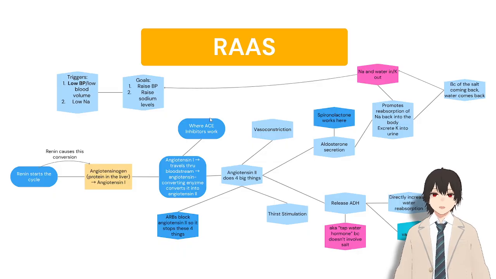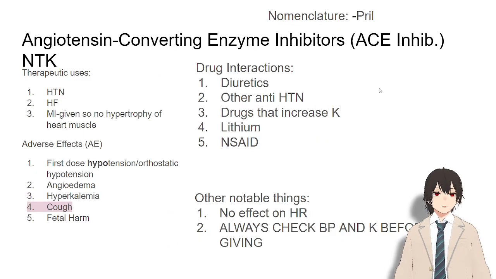Now, the drugs we're going to talk about are ACE inhibitors, which work at this step, and angiotensin 2 receptor blockers, which work at this step, the angiotensin 2 part, and spironolactone, this diuretic, which works on the aldosterone secretion part. It blocks the aldosterone here. So understanding the system and where all of these drugs affect the system will help you understand the side effects and big things to look out for.